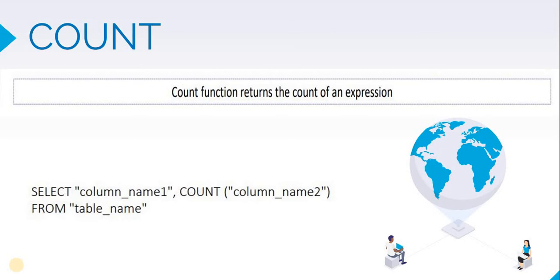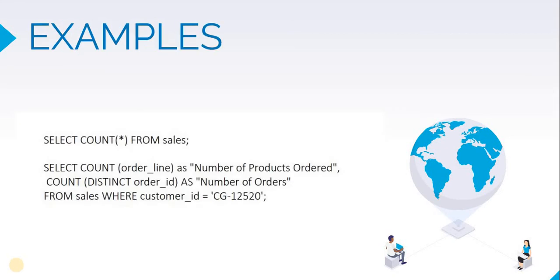So let us look at some of the examples to understand this. In the first example, I have written select count star from sales. It will go to the sales table, look at all the records, and give back the count of all the rows in that particular table. So let us go and write this in our pgAdmin.